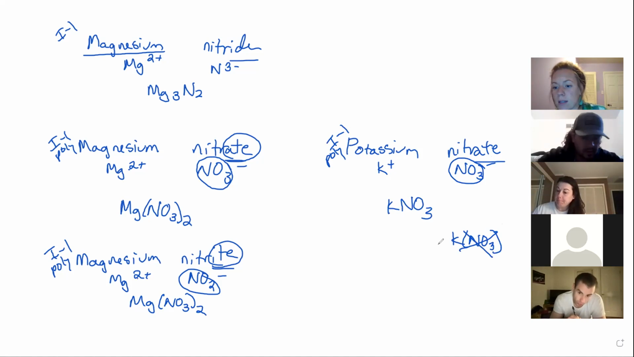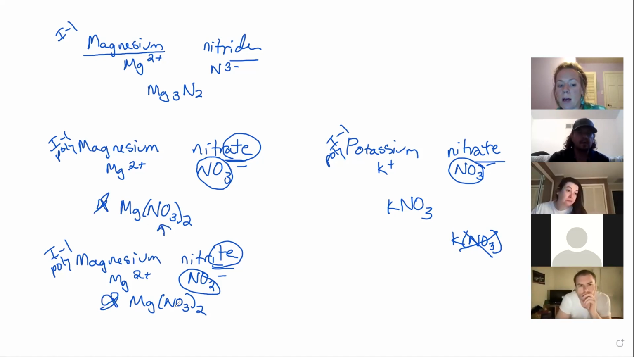Is that making more sense, the use of parentheses and not? You really only want to use the parentheses in situations like here or here, where we have multiples of the polyatomic. If we just have a single polyatomic, just write it out, smushed up against the metal. Any other questions?